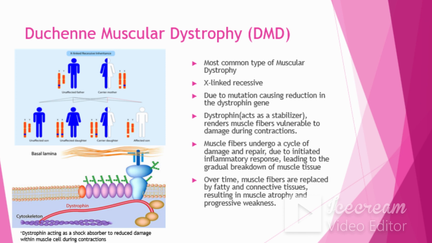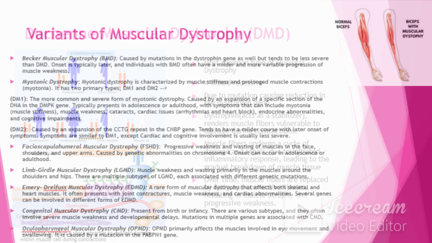The dystrophin that is created actually renders the muscle fibers vulnerable to the damage during contraction. These muscle fibers undergo a cycle of damage and repair due to the initiated inflammatory response, leading to gradual breakdown of muscle tissue. This breakdown of muscle tissue actually gets replaced by fat and connective tissue, and this just results in atrophy and the progressive weakness.